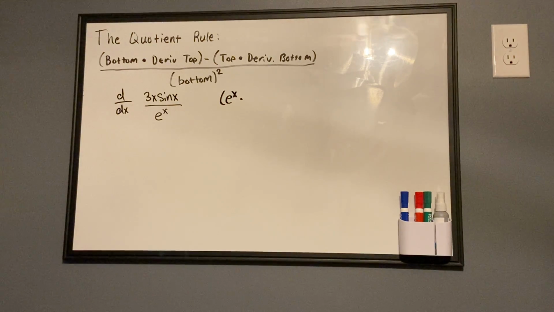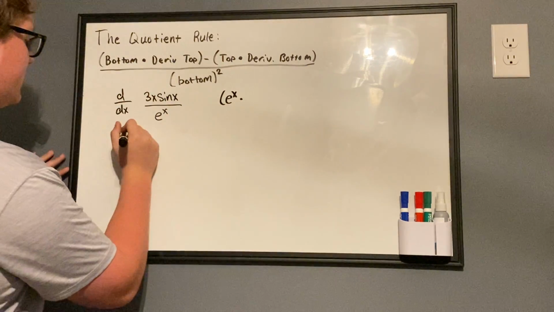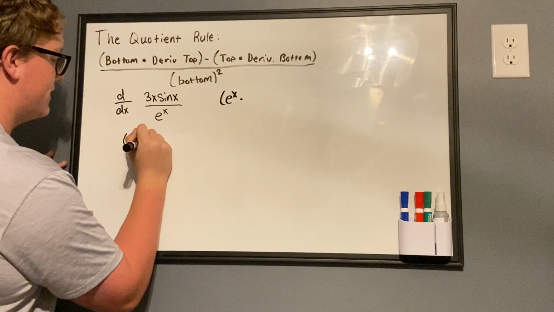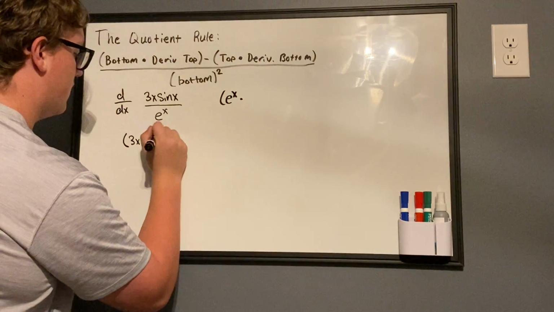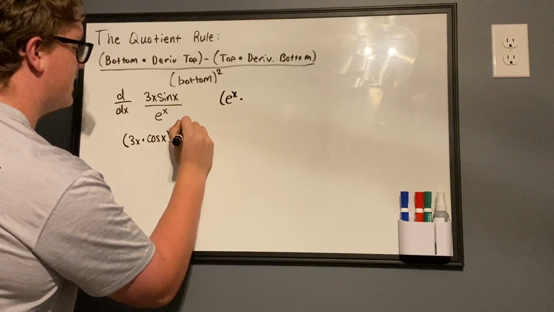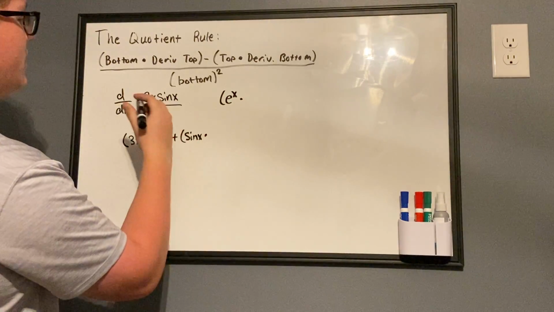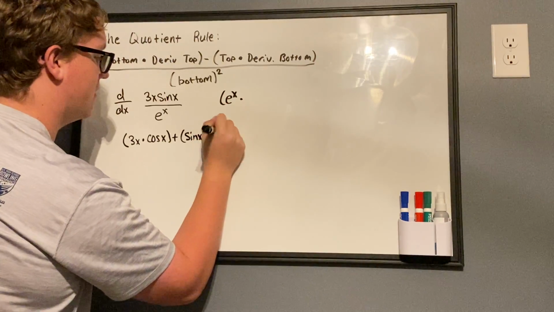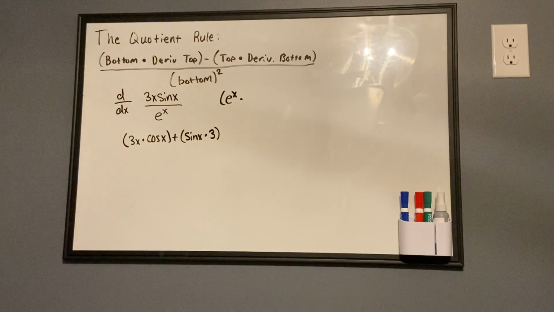So let's go ahead and do that here. So we have the product rule. So we remember that that is the first term, so that's our 3x, times the derivative of the second term, which is cosine of x, plus the second term, which is sine x, times the derivative of the first term, which is 3. And if you don't remember that rule, I'll link to the video in the description. I'll also put a card up right now for the product rule video.